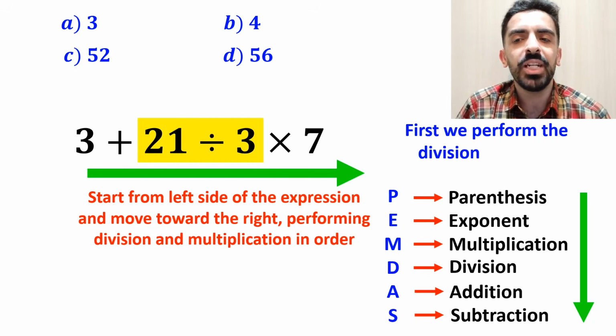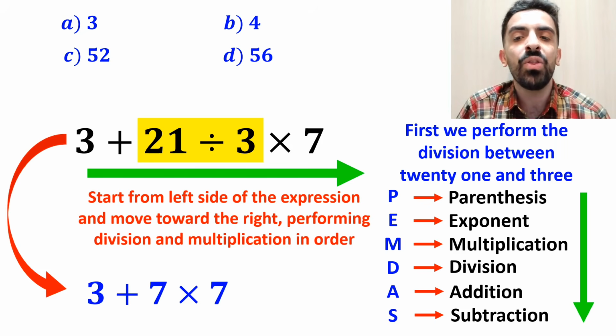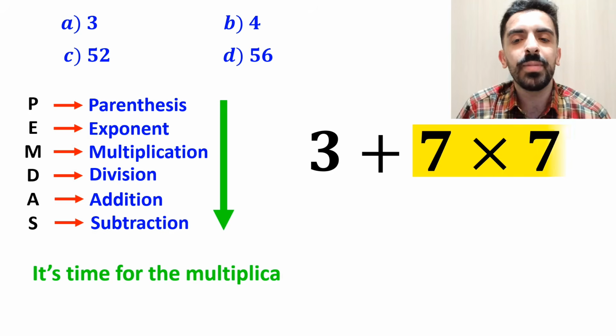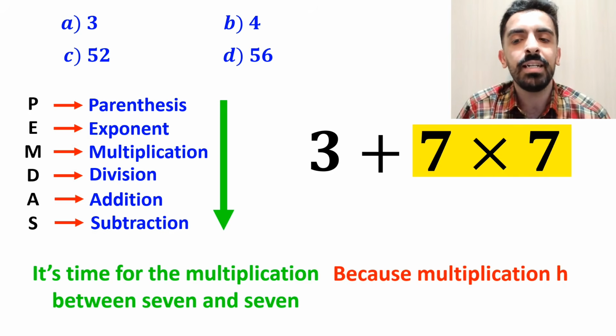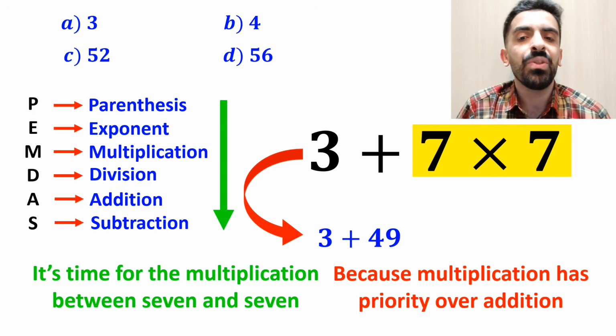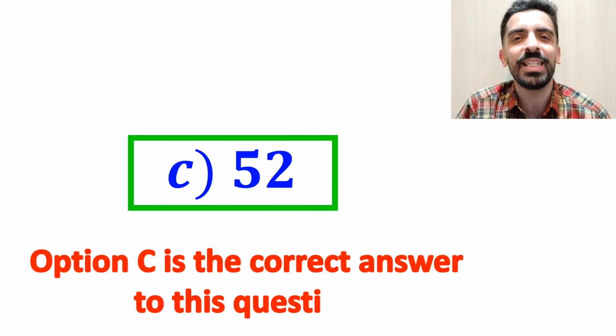So, first we perform the division between 21 and 3, which simplifies this expression to 3 + 7 × 7. In the final step, it's time for the multiplication between 7 and 7, because multiplication has priority over addition. So, instead of this expression, we can write 3 + 49, which ultimately gives us the answer 52. Therefore, option C is the correct answer to this question.